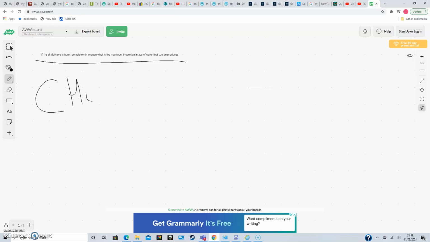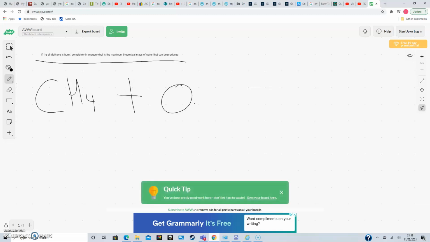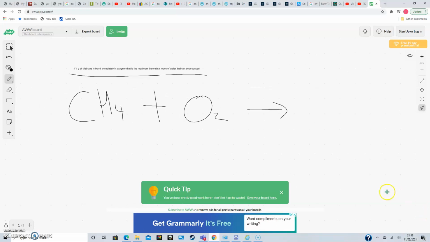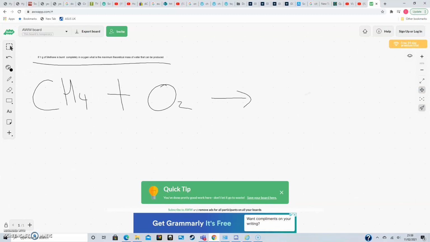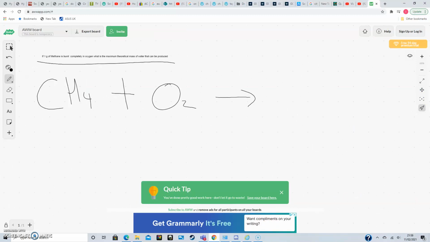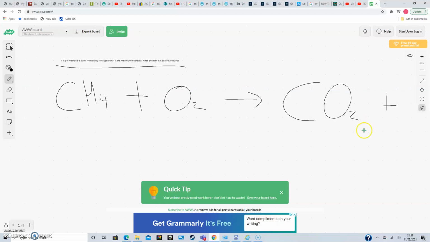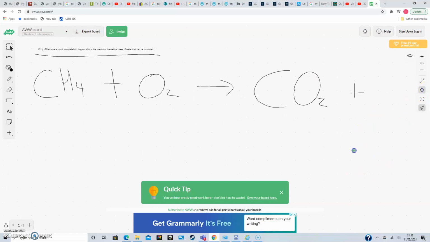CH4, that's methane. I'm sure you've been taught that. And when things are burnt, they're burning in oxygen. In the exam, you'll probably get the equation. It's just in A level, we have to write it ourselves. But I'm pretty sure in GCSE, you will get this equation. You'll just have to balance it yourself. So let me just quickly write this up. Methane reacts with oxygen and it produces carbon dioxide and water. Because when anything burns in combustion, the products are carbon dioxide and water.